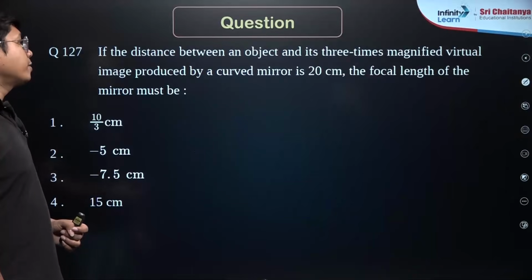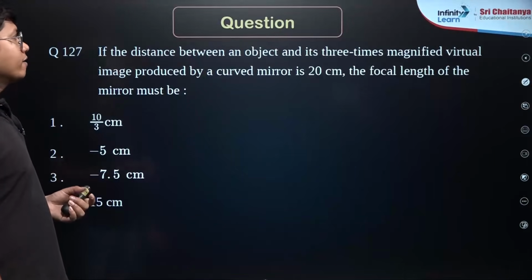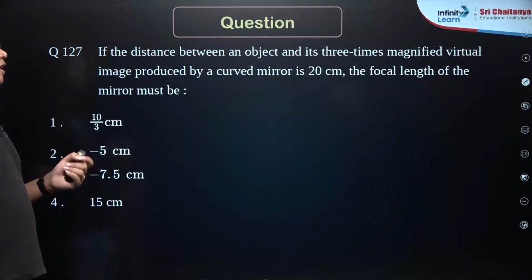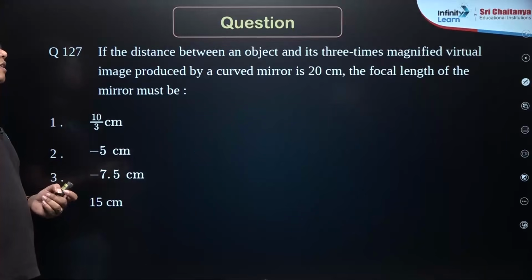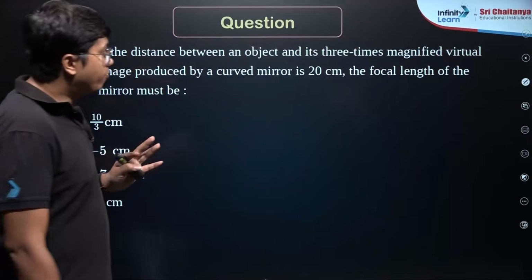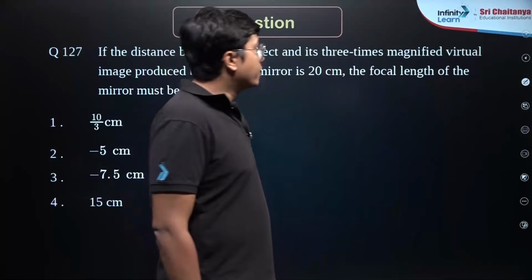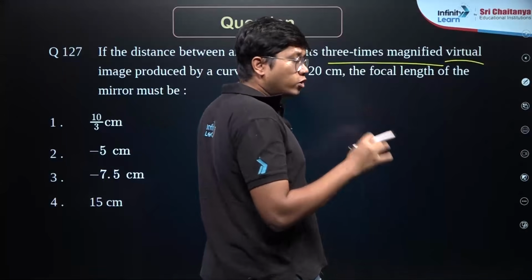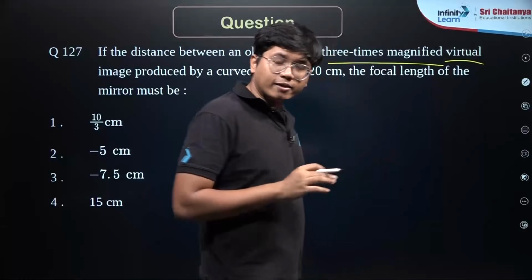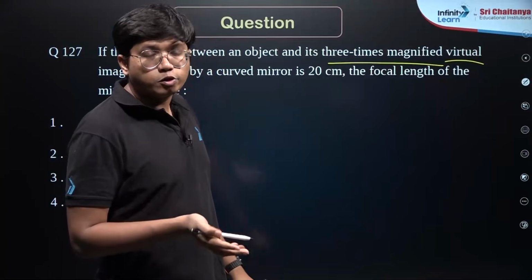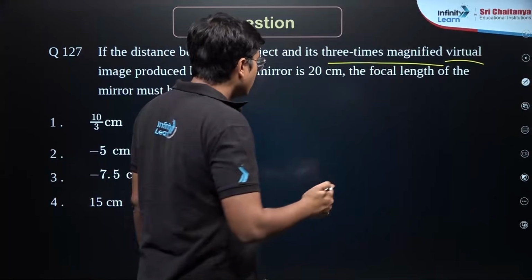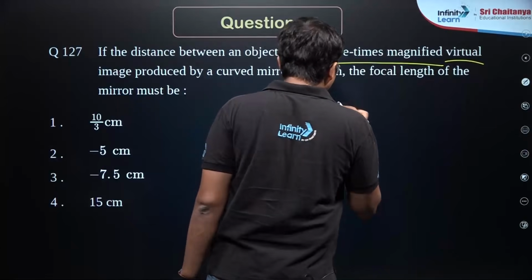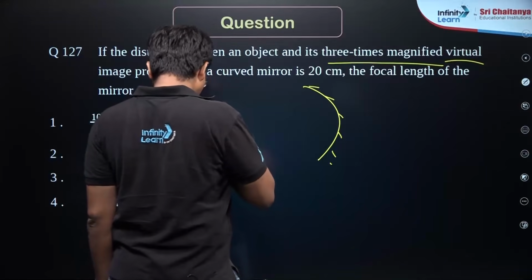This says if the distance between an object and its 3 times magnified virtual image produced by a curved mirror is 20 centimeter, the focal length of the mirror must be what? Now first, there are a few important things to note here. You see, if it's magnified and virtual, you know for sure that mirror has to be a concave mirror. A convex mirror can create a virtual image, but it's always diminished. So that way, I know this is my mirror, okay.